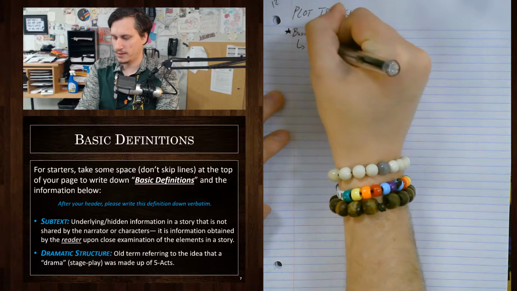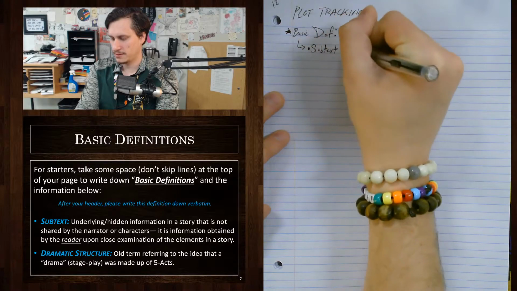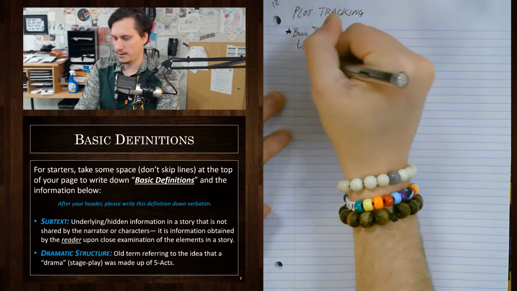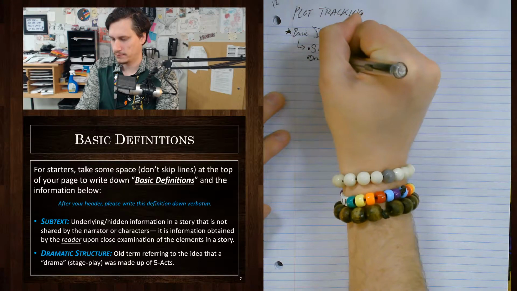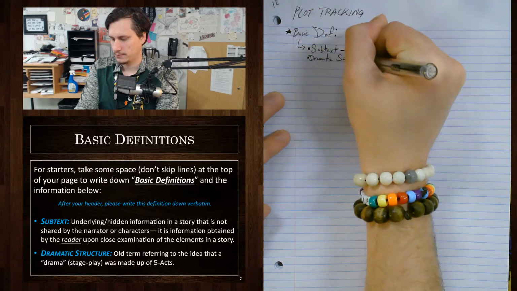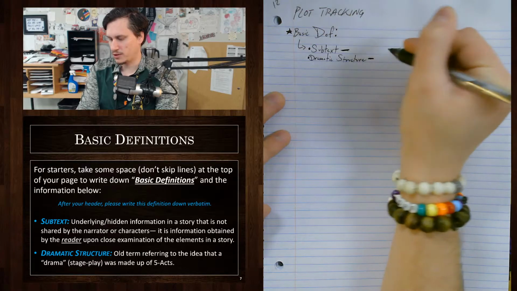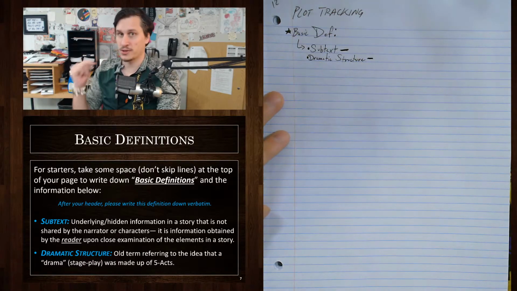The first one is called subtext. And then I also have this definition, dramatic structure. My definition for dramatic structure is a little muddy, just so you guys are aware. I'm trying to oversimplify it here.